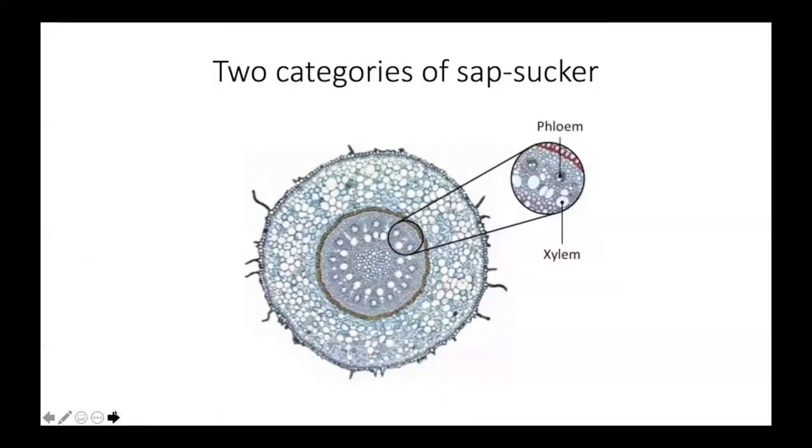So next, I wanted to talk about the sap-sucking insects. It turns out that there are two categories of plant sap, not one, two. There's phloem sap, which is a sugary liquid that transports things like sugars throughout the plant. And then there's xylem sap, usually in the more interior part of the stem, and that is mostly water transport for the plant. So first, I'm going to talk about phloem suckers.